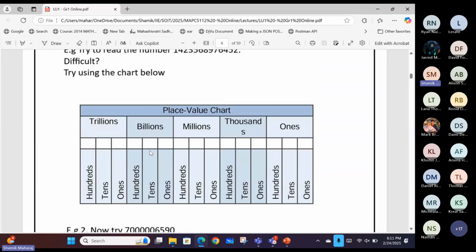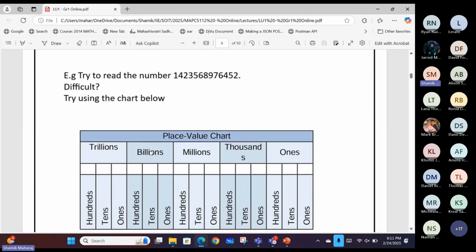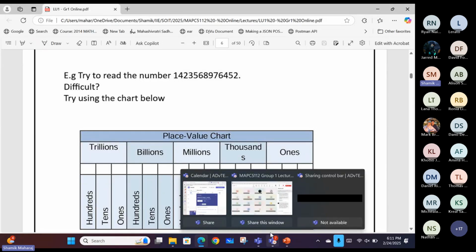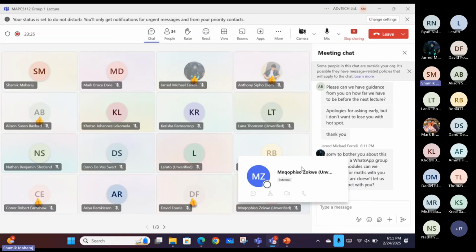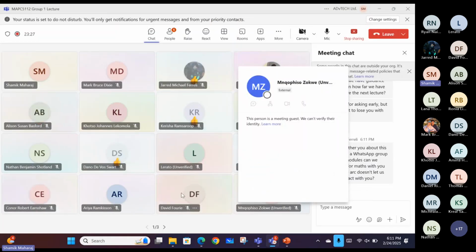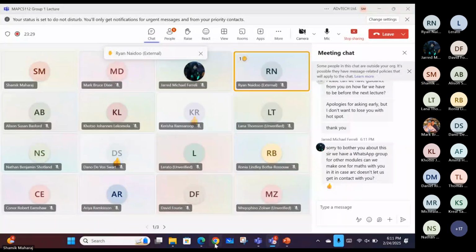Place value charts are just a helpful way to read large numbers, like in the example we have up here. I'm pointing with my mouse. Can you guys see my mouse? Just give me a thumbs up if you can. I probably need to open the chat now to look at that. Can't see the mouse. Okay, excellent.